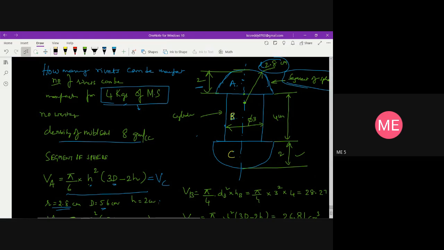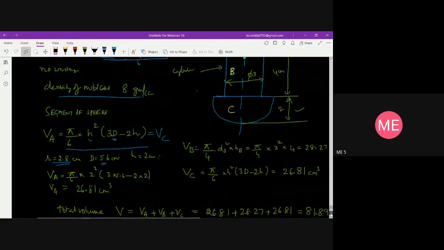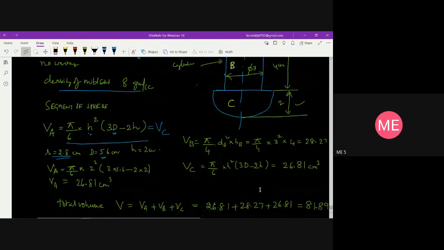Next, coming to the volume of C, as I told, the volume of A and the volume of C are both equal. Now the total volume of the rivet, taken as V, is equal to VA plus VB plus VC, which is 26.81 plus 28.27 plus 26.81.